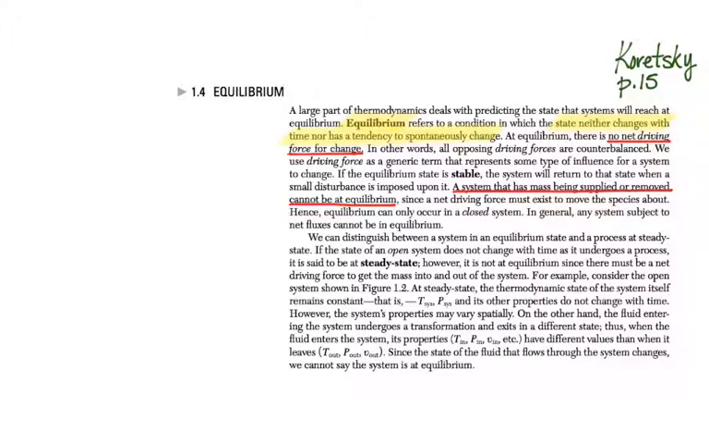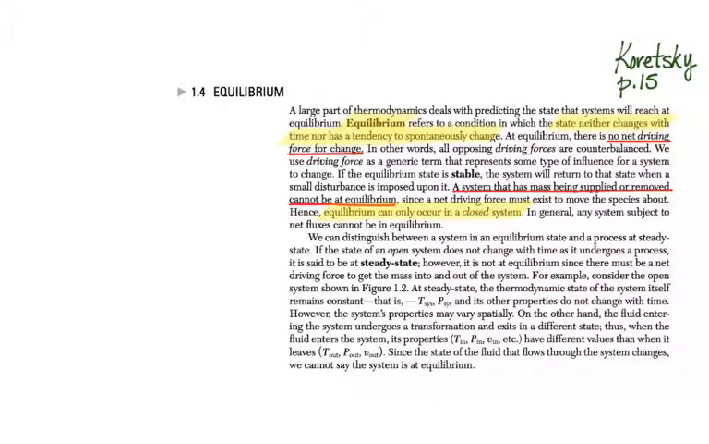A system that has mass exchanging across the boundary cannot be at equilibrium. So that means that an open system where mass is being supplied or removed from the system cannot be at equilibrium. Your body cannot be at equilibrium. You are talking about non-equilibrium systems. Combustion of a fuel in an engine cannot be at equilibrium.